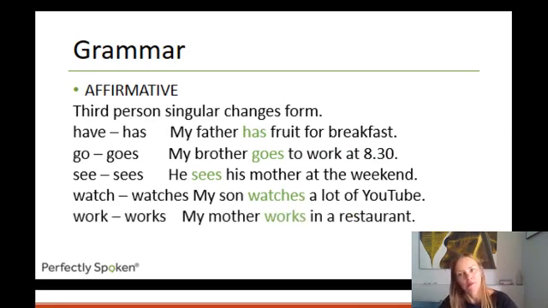Work, works. My mother works in a restaurant. Notice the pronunciation of this verb. It's not works, no, works. It's like a long sound. My mother works in a restaurant. So notice you always have an S, although we do have irregular verbs like have, has, go, goes.